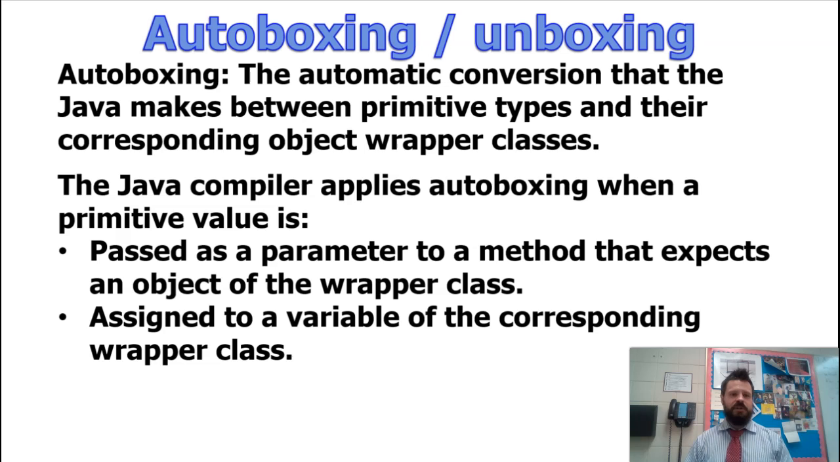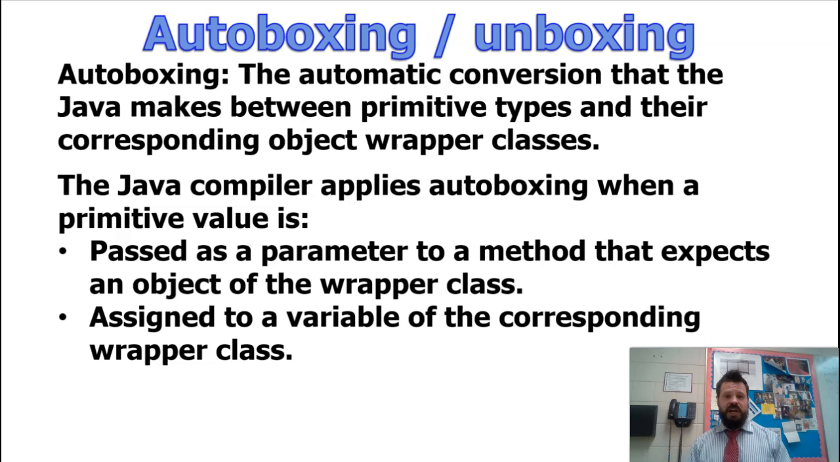So first thing we'll talk about is autoboxing. That's going to be the automatic conversion that Java makes between primitive types and their corresponding object wrapper classes. So we tell Java that a part of a program is going to use an Integer object. We pass in an int primitive, Java is going to automatically box up that int into an Integer object.